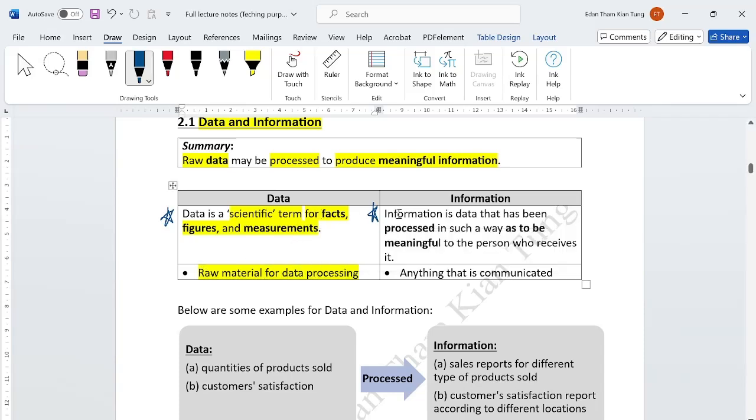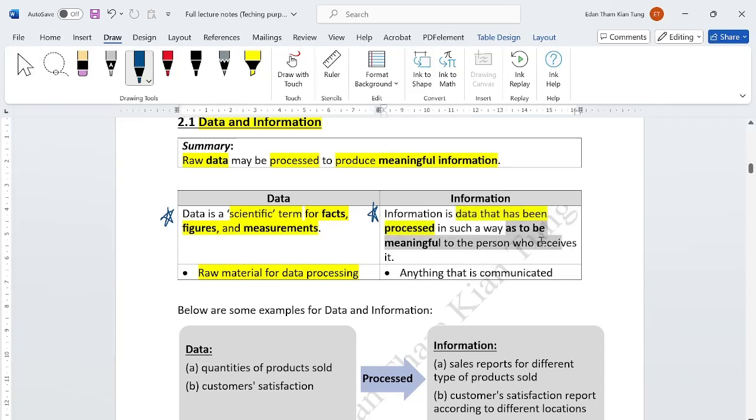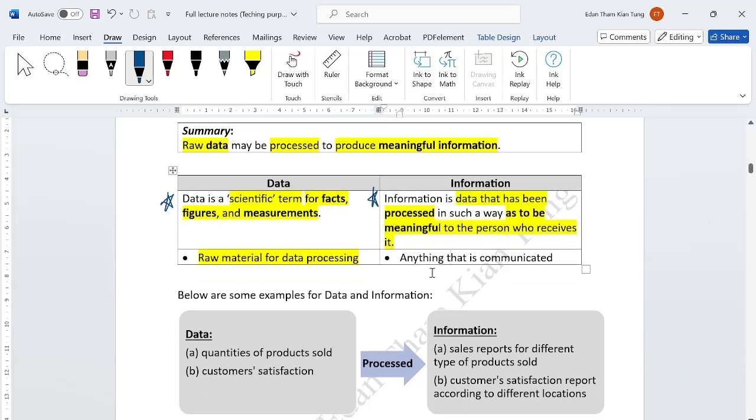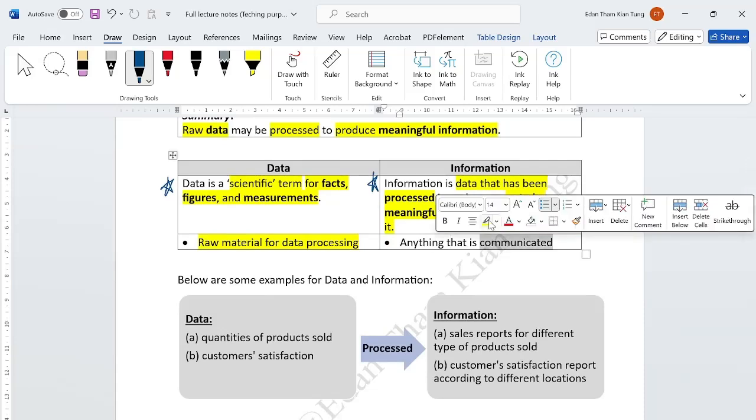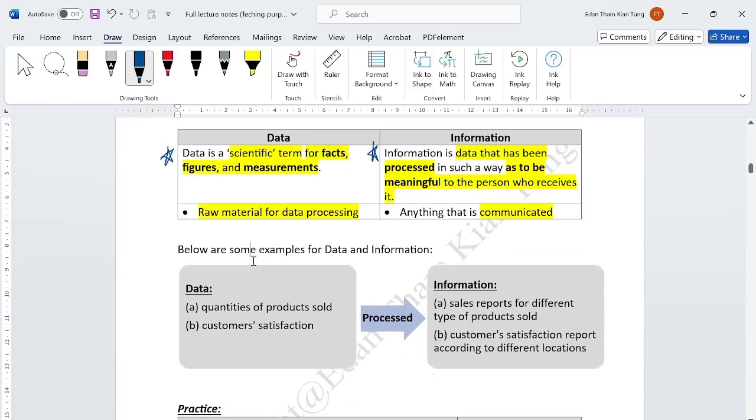Okay. So on the other hand, what is information? Information is data that have been processed in such a way to be meaningful to the person who received the information. All right. So anything that is communicated, it means it is an information. All right. I know now it's a bit vague and a bit ambiguous, but no worries. We will look into some example now.